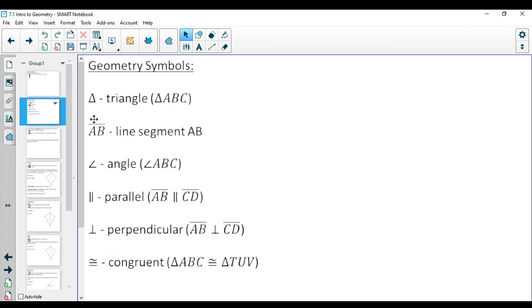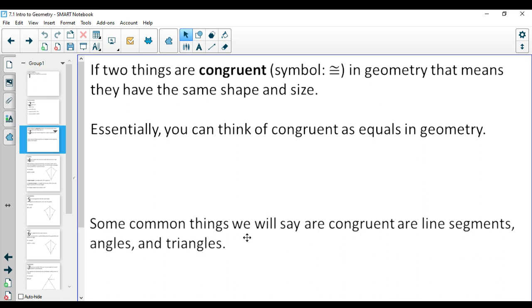Which are basically all the symbols we'll ever need to talk about geometry. We talked about what congruent means. Again, congruent basically is just the equal sign of geometry, right? If you want to say something is equal in geometry, you put that little squiggle over it. It means congruent, pretty much the same thing.